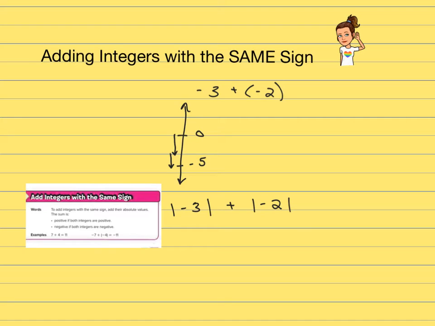But we can also use this rule. To add integers with the same sign, add their absolute values. The sum is positive if both integers are positive, and the sum is negative if both integers are negative. So, look here. We have the absolute value of negative 3 is 3. And the absolute value of negative 2 is 2. But wait, we are adding negatives. So that means that our answer, or sum, will also be negative. So our answer is negative 5.